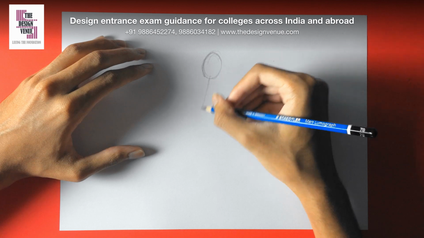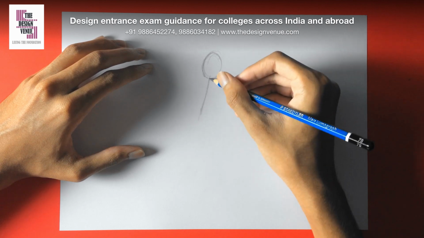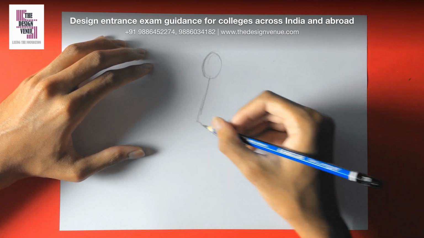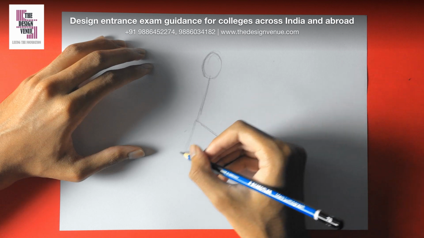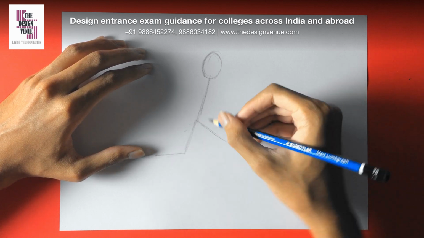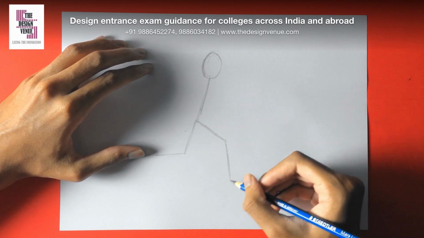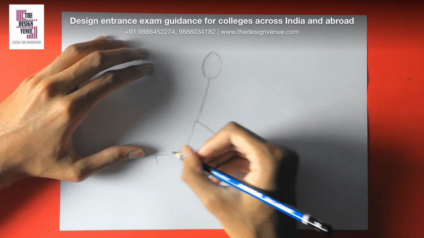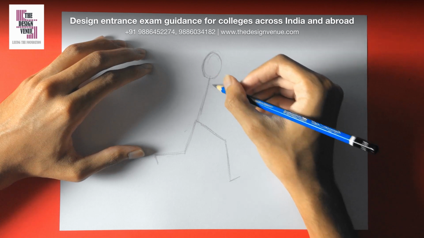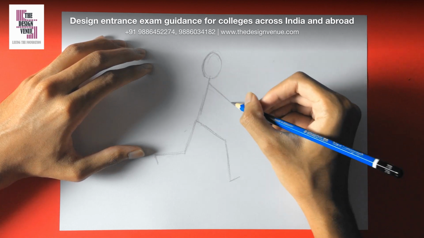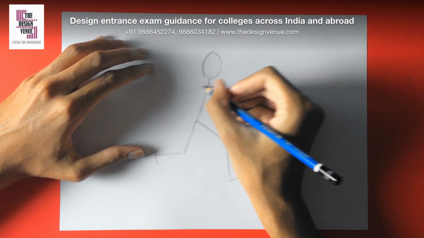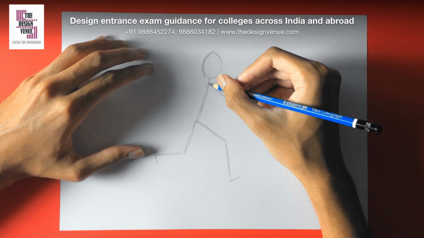So I will start with the head, and I'll continue the rest of the body, the arms, the limbs. The only thing I'm keeping in mind is the proportions that were discussed earlier. I'm using an 8B pencil here so that the drawing is visible, but it is advisable to use a lighter one.